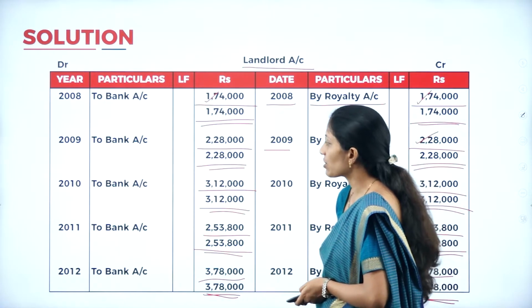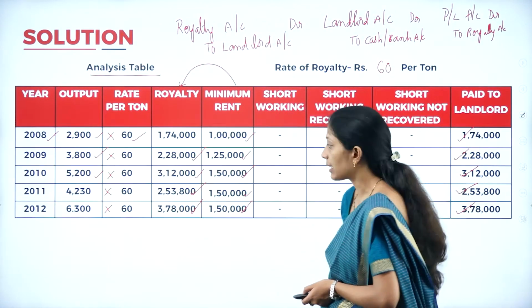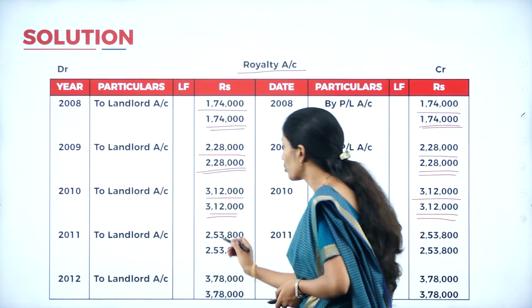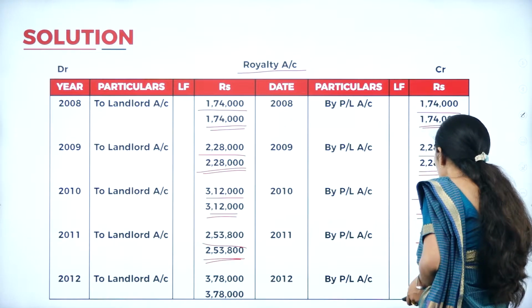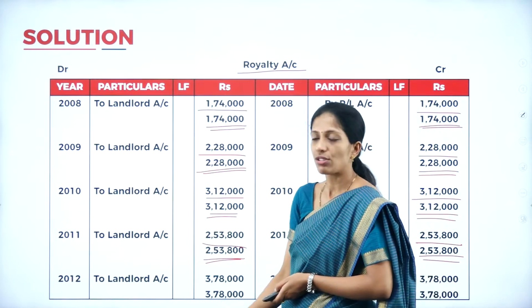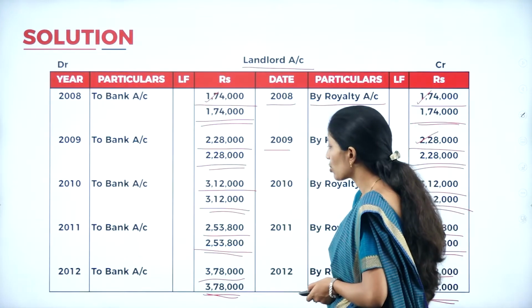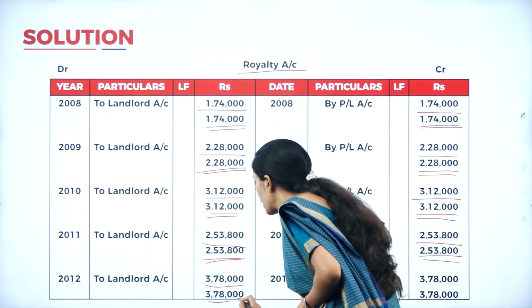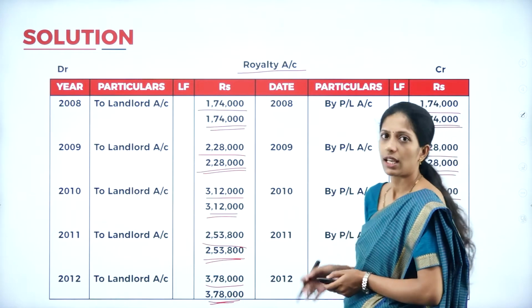Now, coming to 2011. So what is the amount payable? 2,53,800. So how do you write? To landlord account 2,53,800, by profit and loss account 2,53,800. Next, 2012 also, and the amount is 3,78,000. So to landlord account 3,78,000, by profit and loss account 3,78,000.